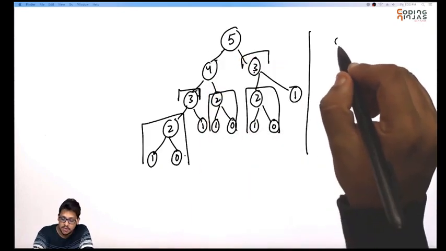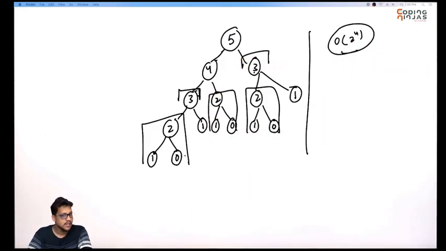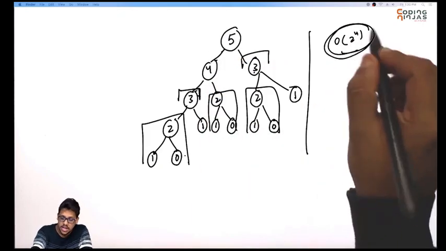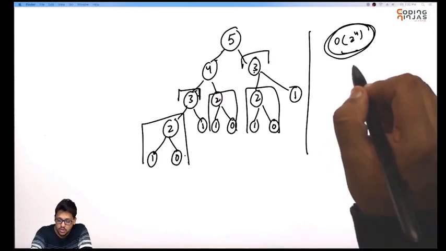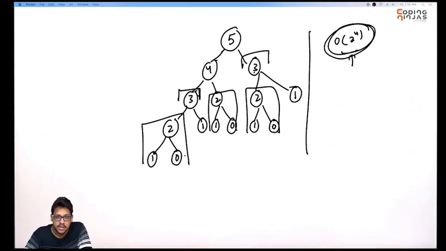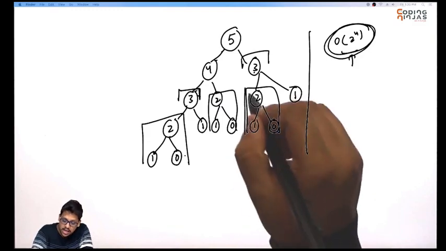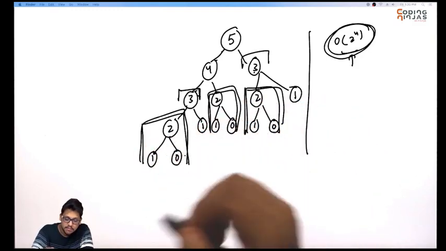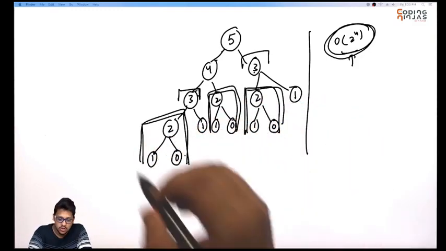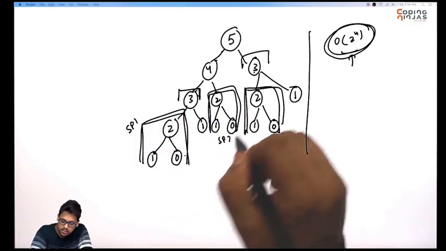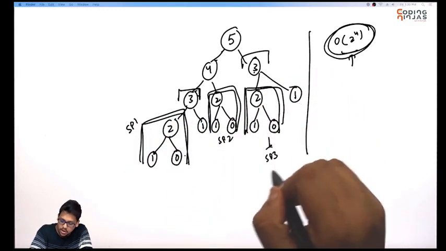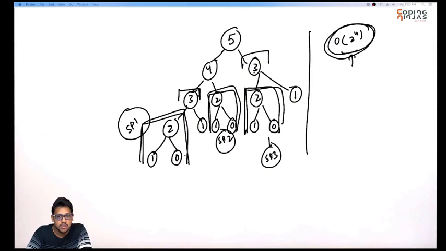Its time complexity becomes order of 2 to the power n. We have calculated in recursion the nth Fibonacci number using recursion, and you calculate it in order of 2 to the power n. Why? Because you are calculating the same subproblem again and again. So this is one subproblem, this is another subproblem, this is another subproblem. All of them are the same subproblem. So these are known as overlapping subproblems, right?